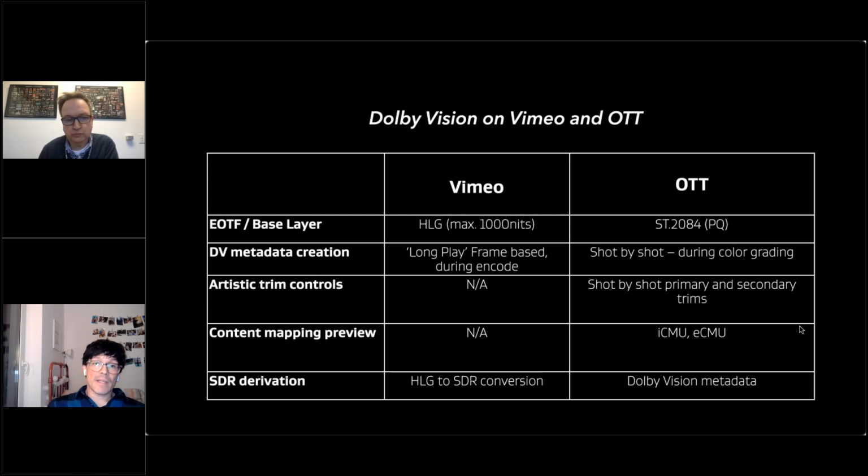And the metadata generation is performed on a frame-by-frame basis, so again, like long play analysis, and this happens during the encoding process. This is different to the PQ-based workflows, where we usually create shot-by-shot metadata that can also be trimmed and previewed using the content mapping process, which is not available for the Vimeo workflows. And on Vimeo, the SDR version gets derived straight from the hybrid log gamma, whereas OTT services all use the Dolby Vision metadata to create the SDR streaming version.